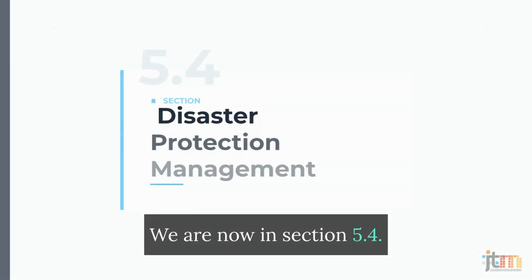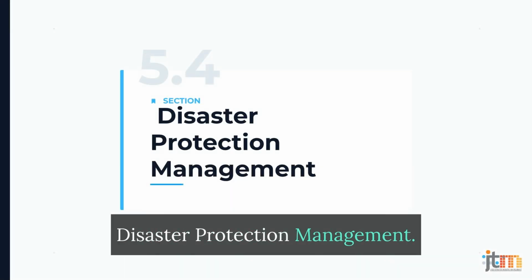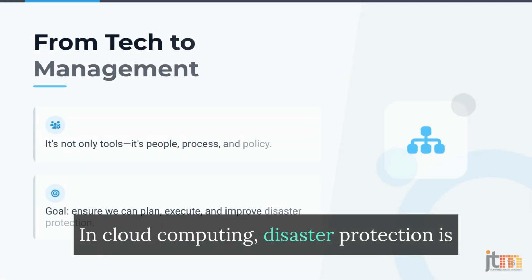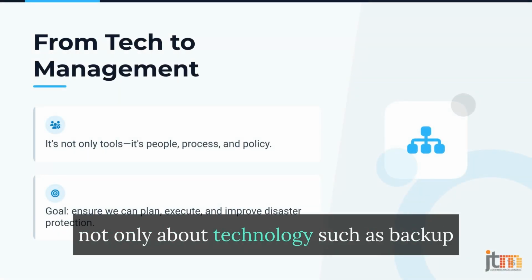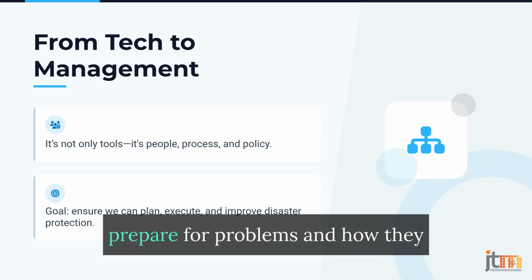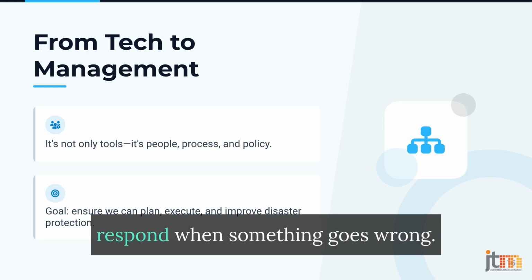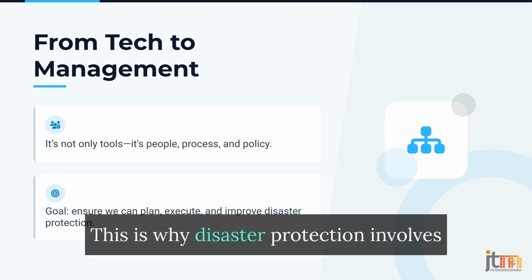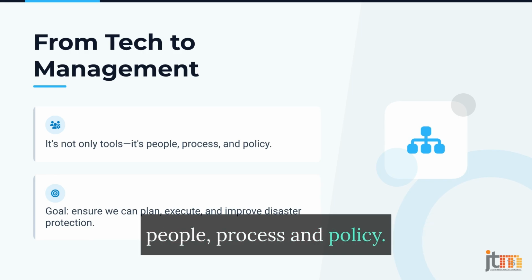We are now in Section 5.4, Disaster Protection Management. In cloud computing, disaster protection is not only about technology such as backup tools or recovery systems. Organizations must also manage how they prepare for problems and how they respond when something goes wrong. This is why disaster protection involves people, process, and policy.